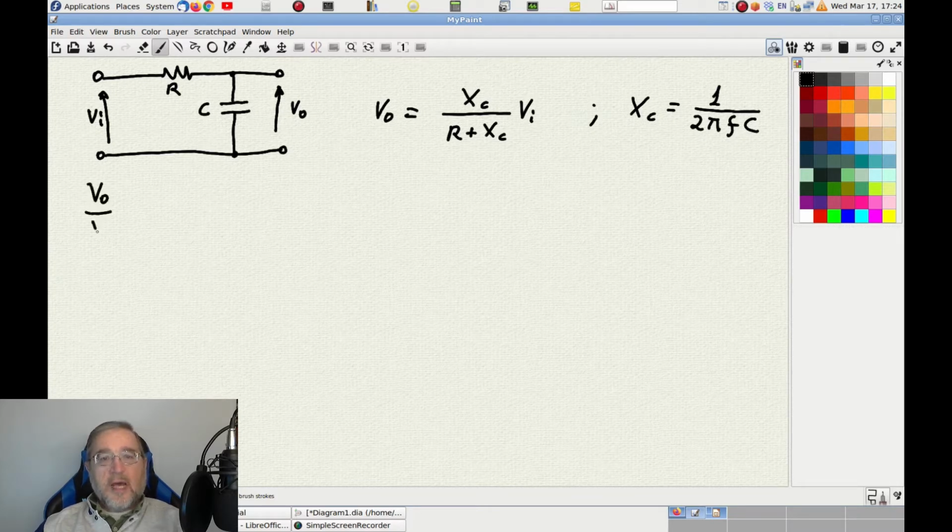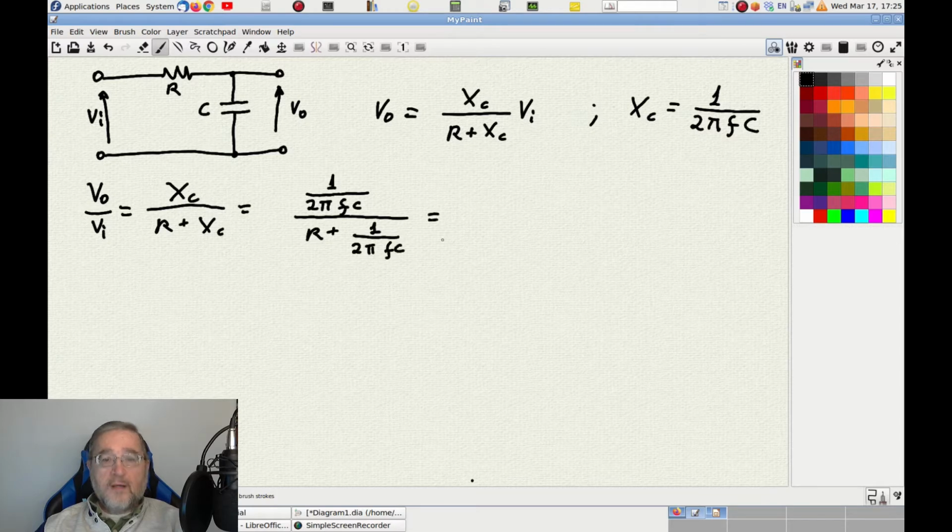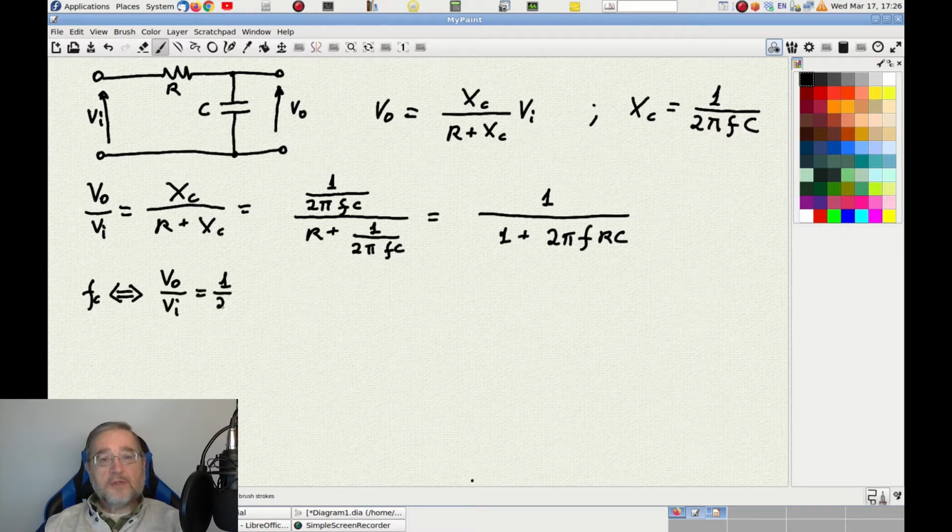The ratio between the output and the input voltages can then be written this way, as Xc over R plus Xc. And then, substituting Xc with its own expression, we end up with the final formula of 1 over 1 plus 2 pi FRC. Now, remember that we said that the cutoff frequency is defined as the frequency at which the amplitude becomes half of the maximum possible value.